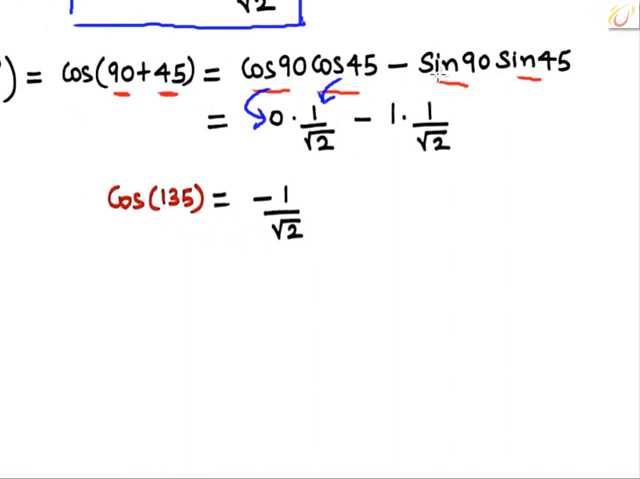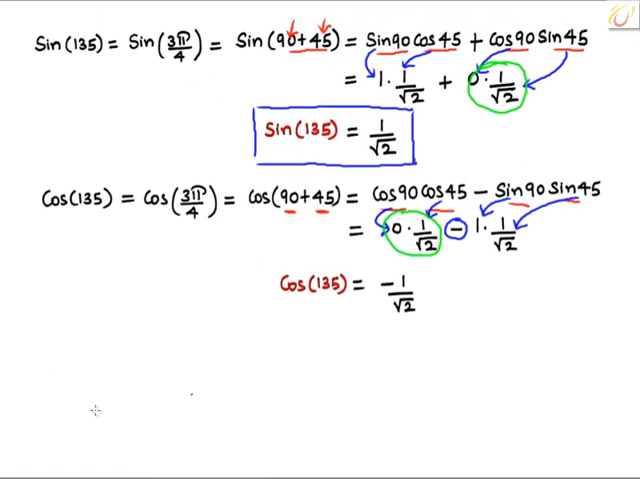What is the value of sin 90? Sin 90 is 1. What is the value of sin 45? Sin 45 is 1 upon root 2. And this negative sign is there in between. So 0 multiplied by 1 upon root 2 will give you an answer 0, minus 1 into 1 upon root 2, that is 0 minus 1 upon root 2, gives us the value of cos 135 as minus 1 upon root 2.